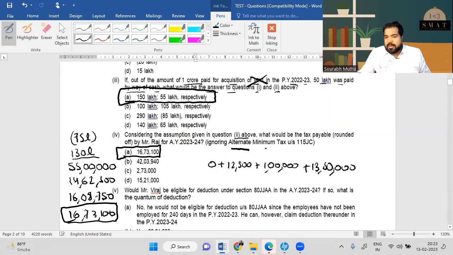Of course, if there's alternate minimum tax, then you would start off with 55 lakh and you would add back the deduction of 1 crore 50 lakh, and then you would do a recalculation.